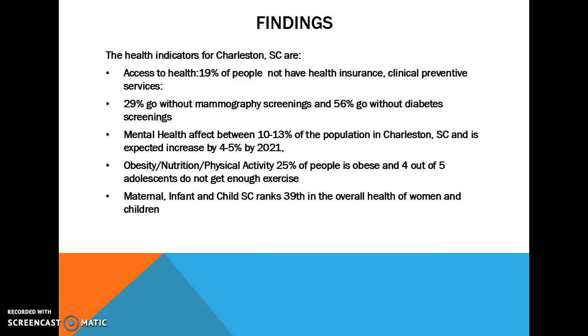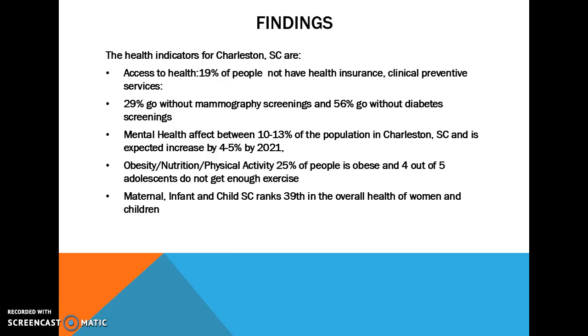The health indicators for Charleston, South Carolina were: 19% of people had problems with access to care, 29% go without mammograms, 56% go without diabetes screenings. Mental health affects between 10 to 13% of the population. For obesity, nutrition, and physical activity, 25% of people are obese, and 4 out of 5 adolescents do not get enough exercise in Charleston.